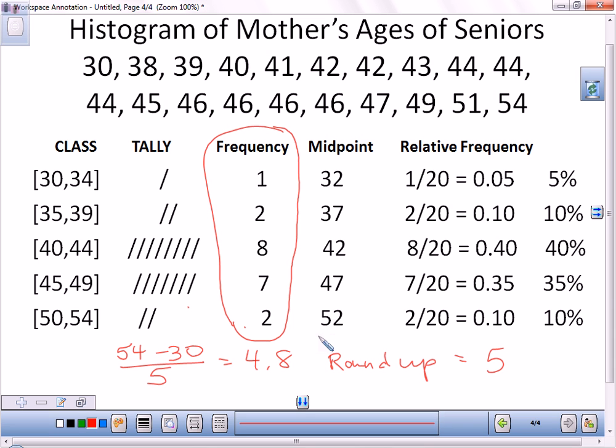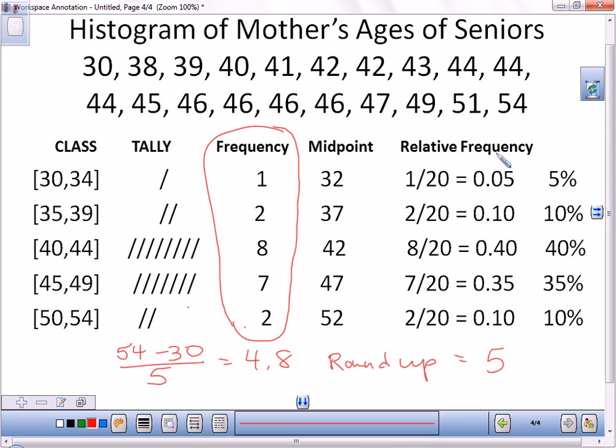So once you find the first one, you can just add the class width to get to the rest of them. Got it? All right. Relative frequency means relative to all the mothers of seniors. What percentage falls between 30 and 34?